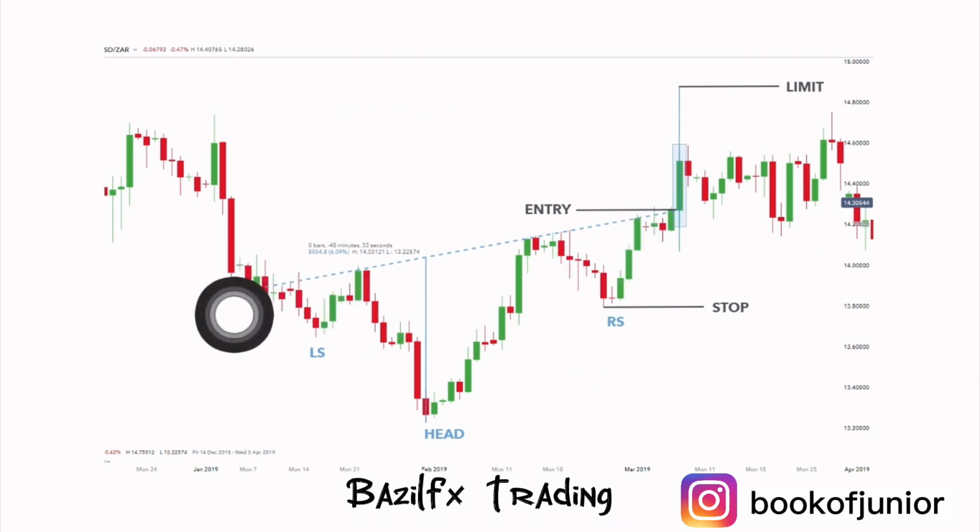This is how it forms. As you can see, shoulder, head, shoulder, then breakout, we take our trade.